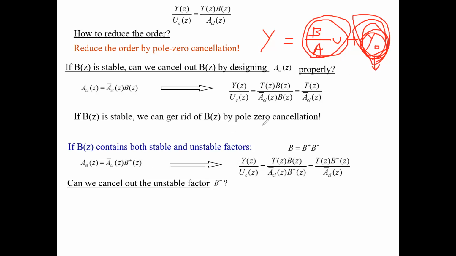Okay, so it also means that if you also include the B minus in your closed loop, you make the whole closed loop unstable. The whole system will be unstable. The signals will blow up. Okay. Any questions? So you can only cancel out the stable factor.